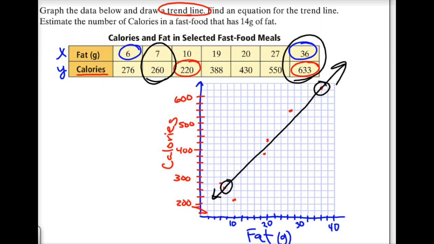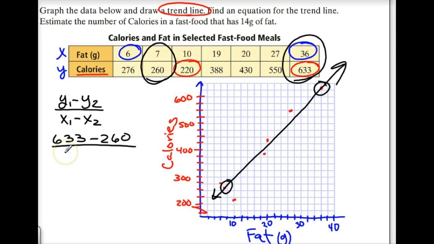So we're going to figure our slope. We're going to find y1 minus y2 all over x1 minus x2. So I'm going to take my first y value, which is 633, subtract my second y value, 260. That's the point that I drew my line through. And then I'm going to take the first x value, which is 36, minus that next x value, which is 7.